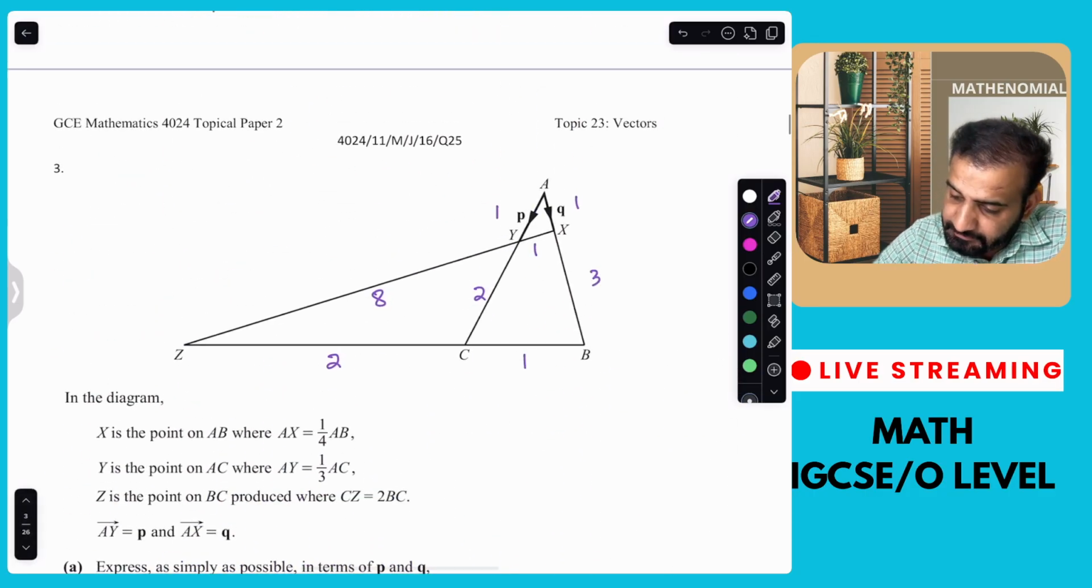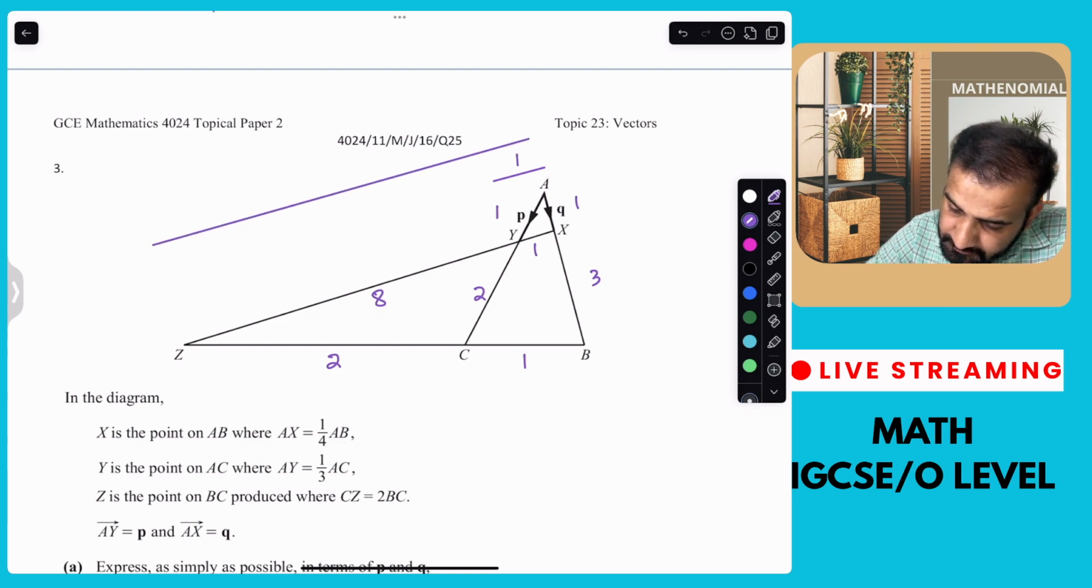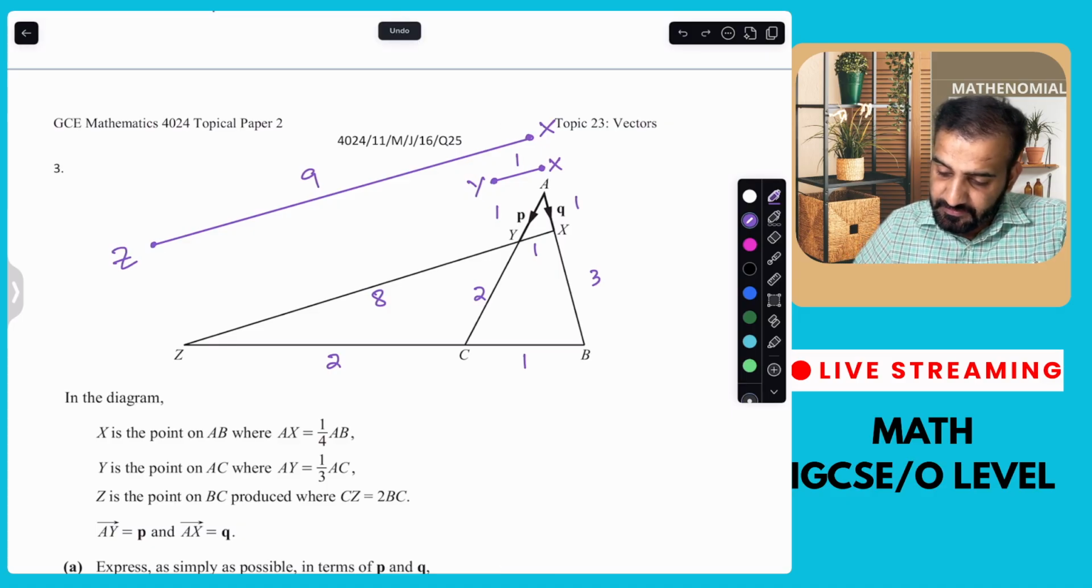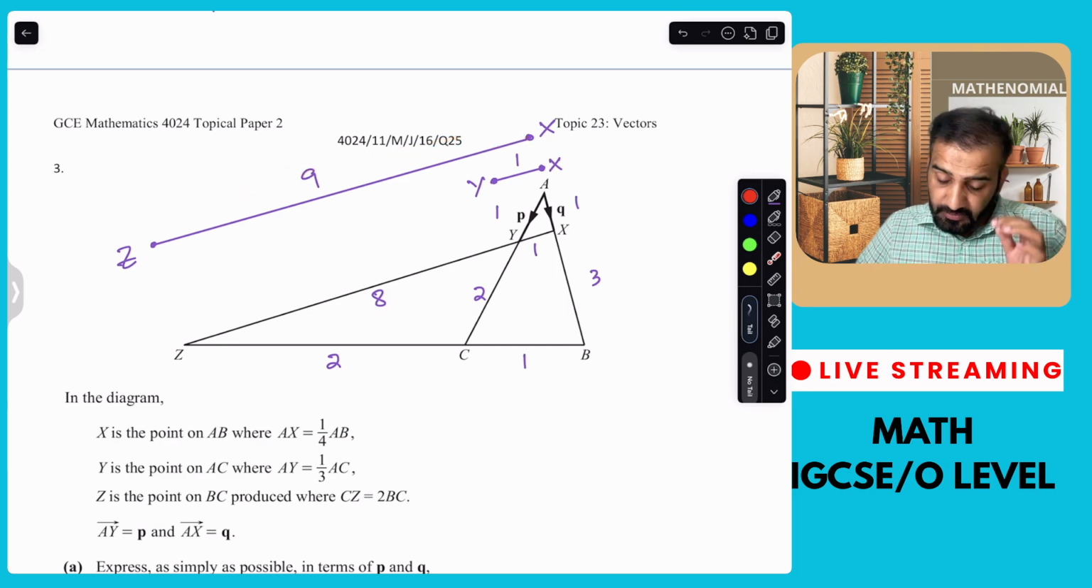xy is 1 and this whole thing is 9. This is x, this is y, this is x, this is z. So it is 1:9. So it means this is y. It is 1:9. So it means this whole thing is, if it is 1 and this whole thing is 9, so 1:8 will be the final answer. Okay.